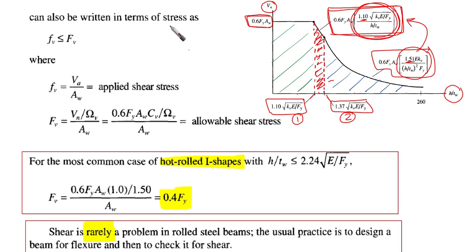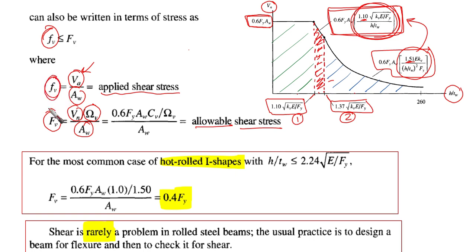This can also be written in terms of stress. Instead of having strength, we can use stress, which is everything divided by the area web. If we're talking about ASD, for example, Va, this is the actual strength, over the area web would give us the applied shear stress. This is the applied shear on the cross section. Then this one is going to be the applied shear stress, and Fv is going to be the allowable shear stress, which is Vn over omega v over area web. Okay, so we need to take care of this letter. This is lowercase, this is uppercase.